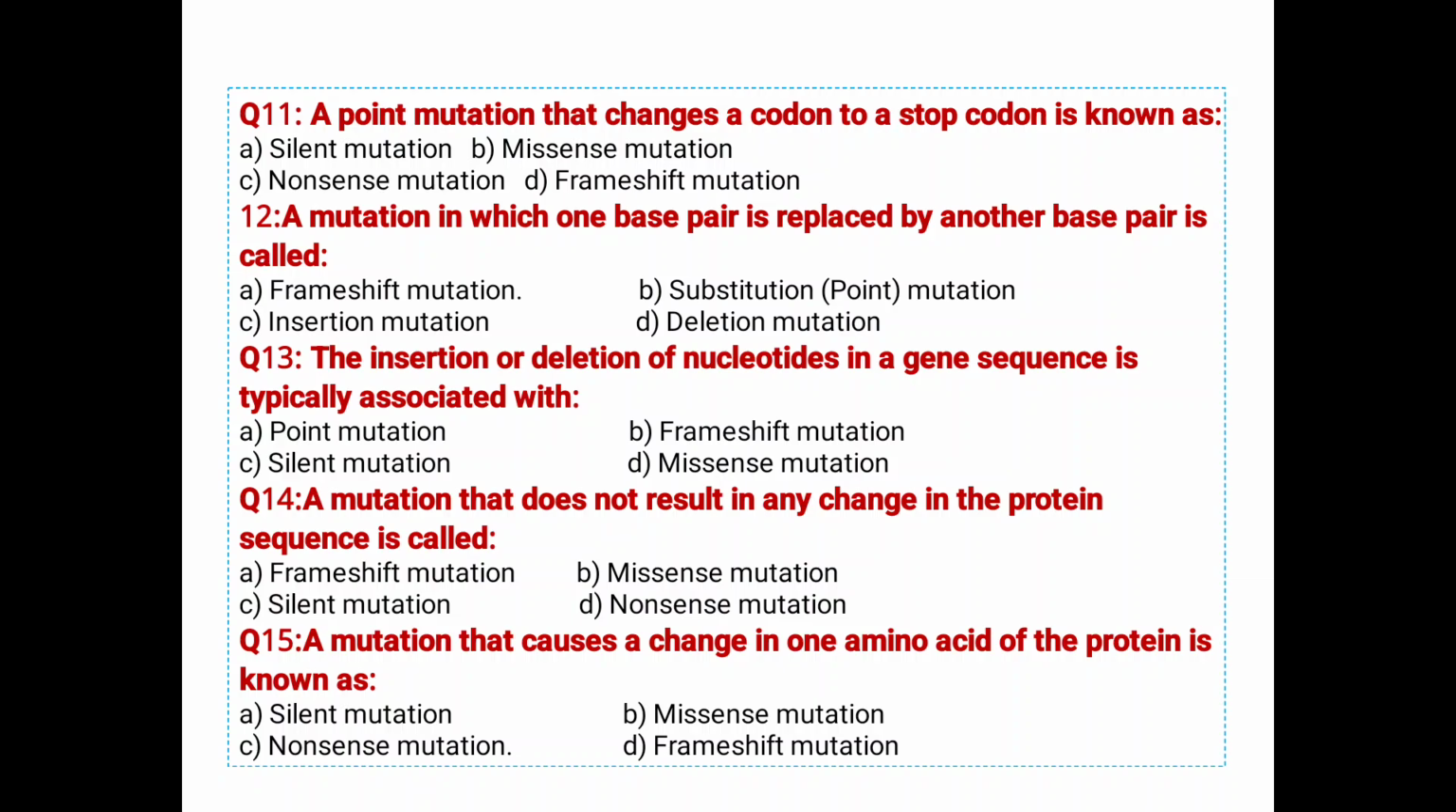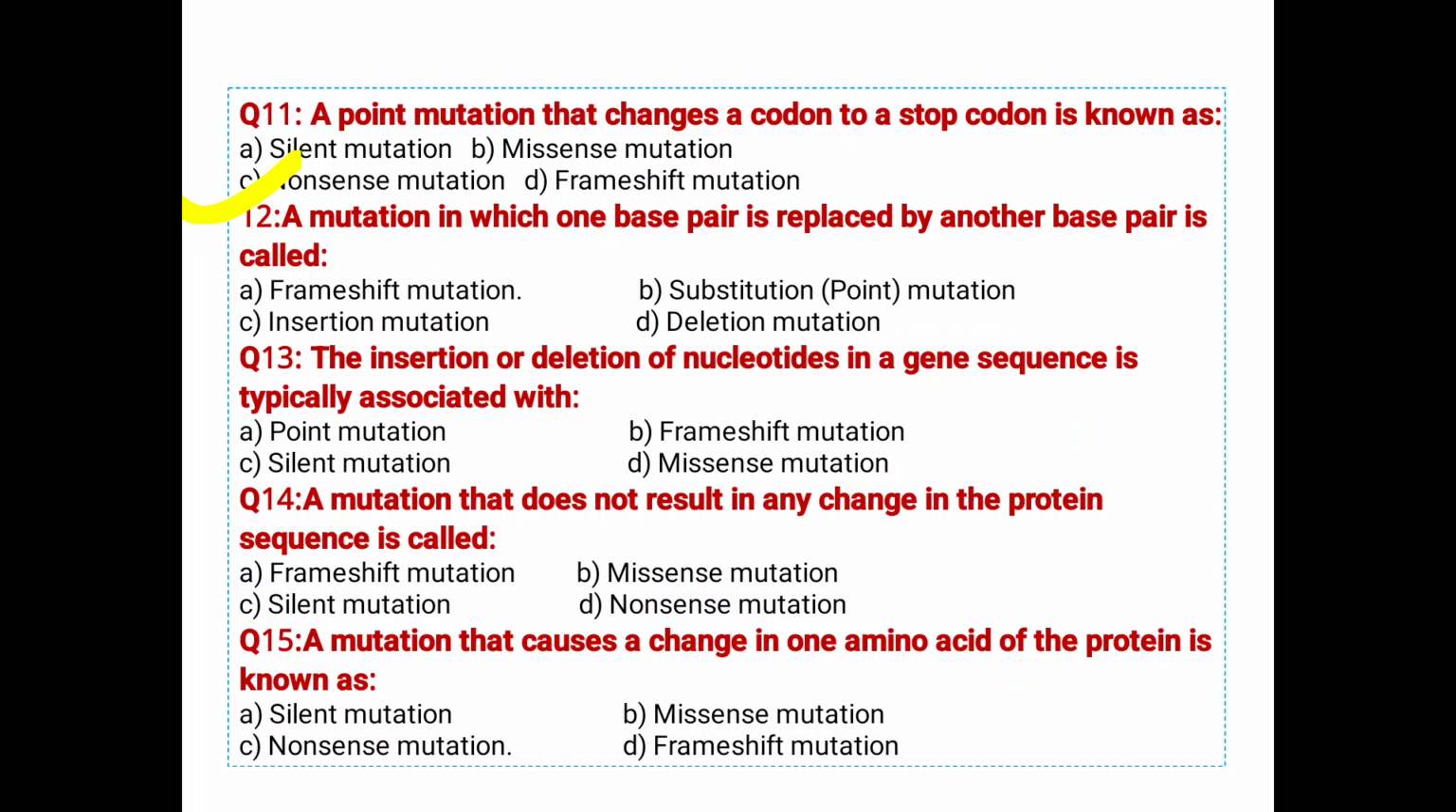Next question: a point mutation that changes a codon to a stop codon is known as: A, silent mutation; B, missense mutation; C, nonsense mutation; and D, frame shift mutation. Mutation means a genetic change, a sudden change of genes. So option C, nonsense mutation, is the correct answer.